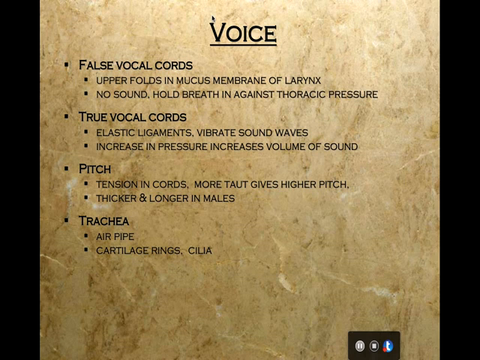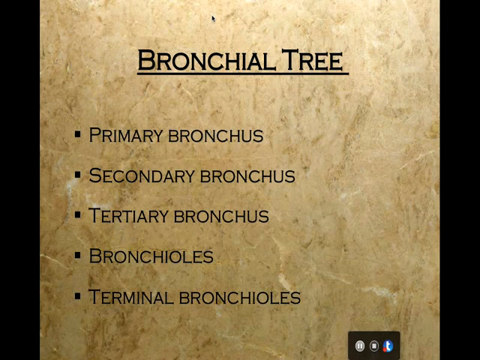The trachea is the tube carrying air to the lungs. It is held open with the hyaline cartilage rings and lined with cilia that move particles up to be coughed up and removed from the airway. The bronchial tree branches like a tree, with the trachea being the trunk. It will then split into two primary bronchi that go to each lung. These branch to form the secondary bronchi and the tertiary bronchi in each lung, and then to form the bronchioles and terminal bronchioles.